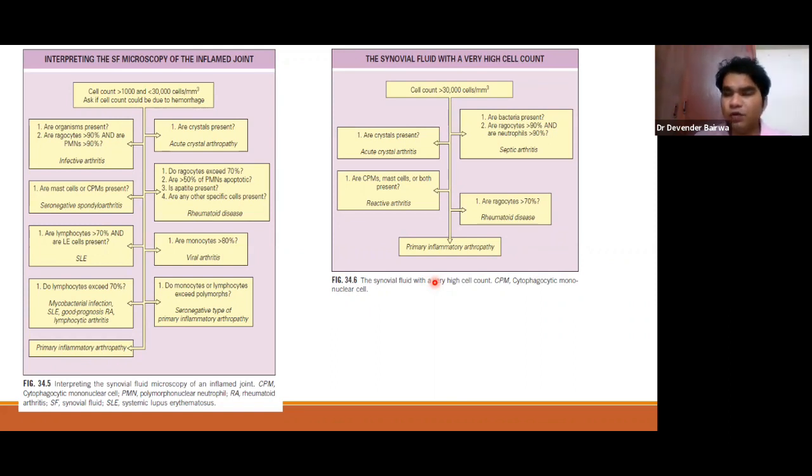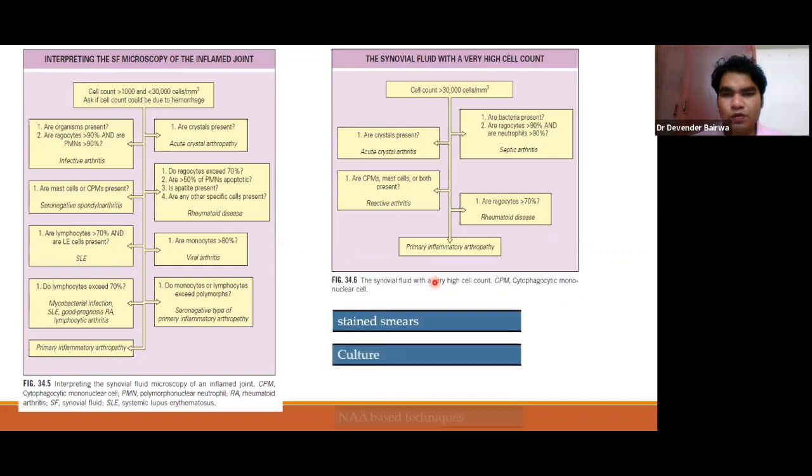Then we can do a direct gram stain smear, and after that we can send it for culture. Apart from this, we can also look for the presence of nucleic acid amplification based techniques.